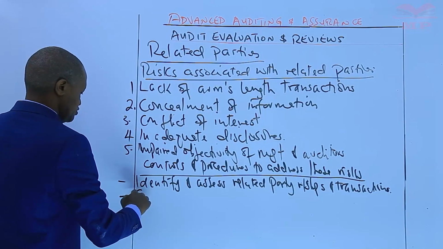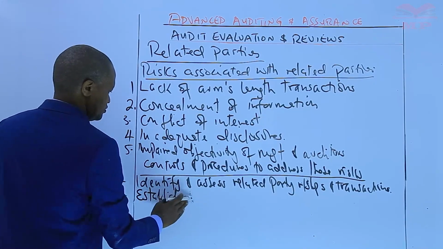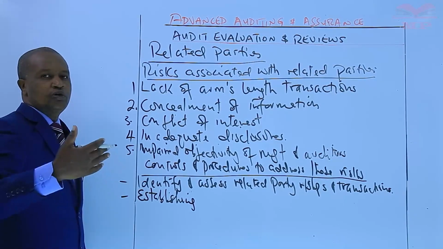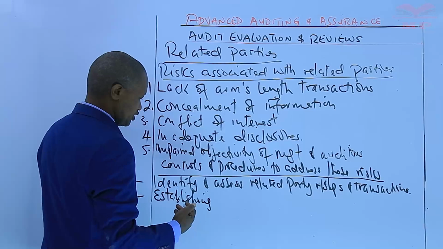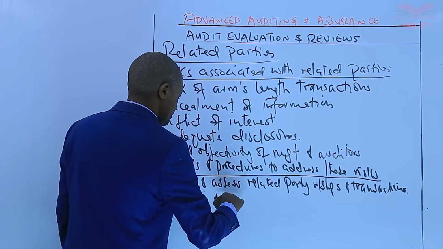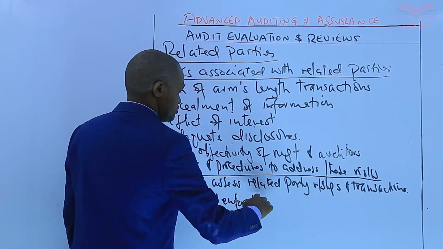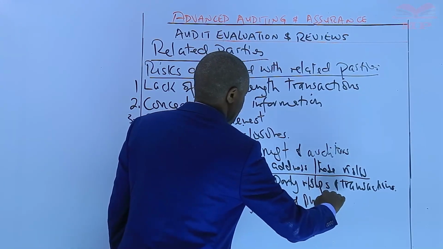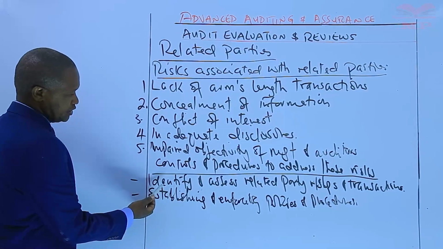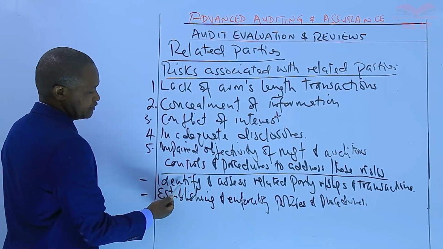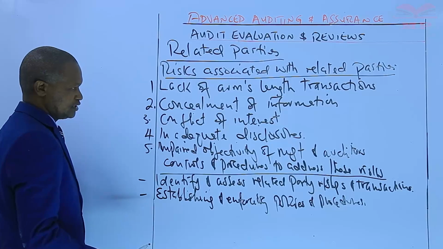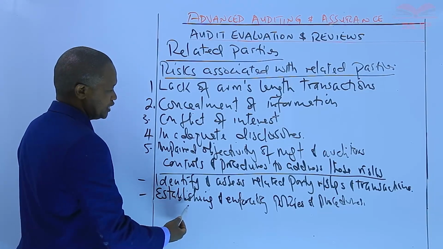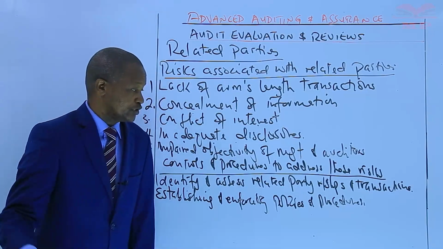Number 2, establishing and enforcing policies and procedures. So first of all, there should be controls and procedures to identify and assess related party transactions and relationships. Then there should also be controls and procedures for establishing and enforcing policies and procedures.